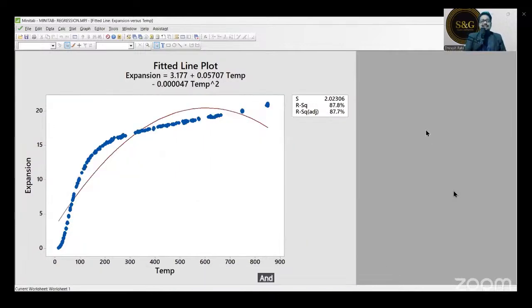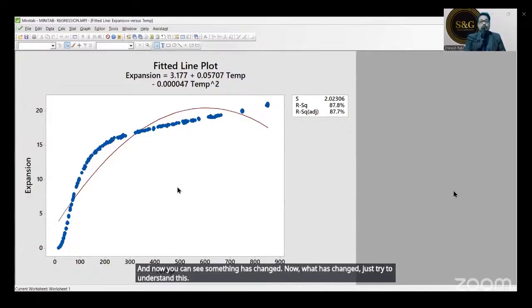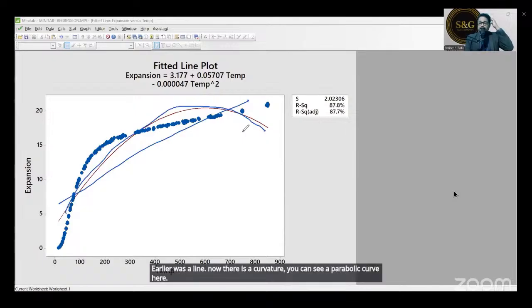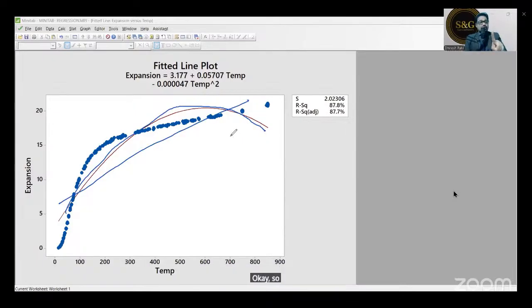And now you can see something has changed. Now what has changed? Just try to understand this. There are three changes you're observing. One change, earlier it was a line. Now there is a curvature. You can see a parabolic curve here. So that is the first change. Instead of a line, there is a curvature.